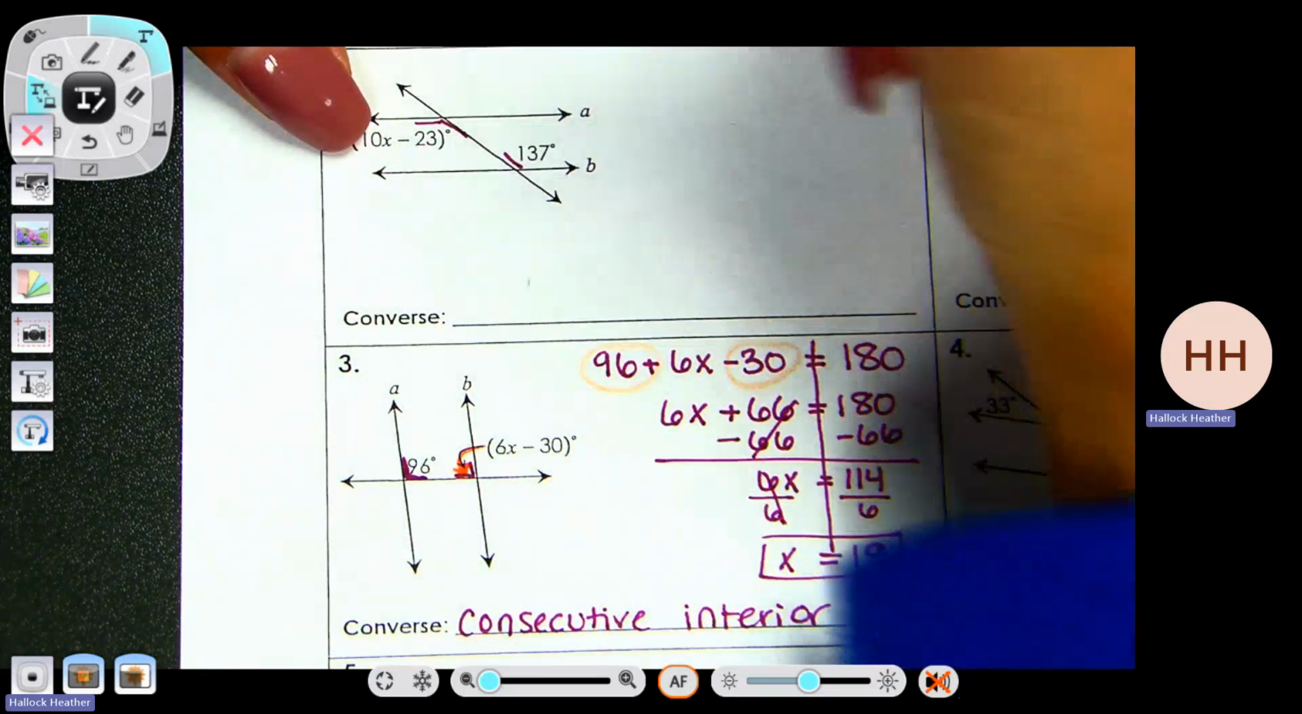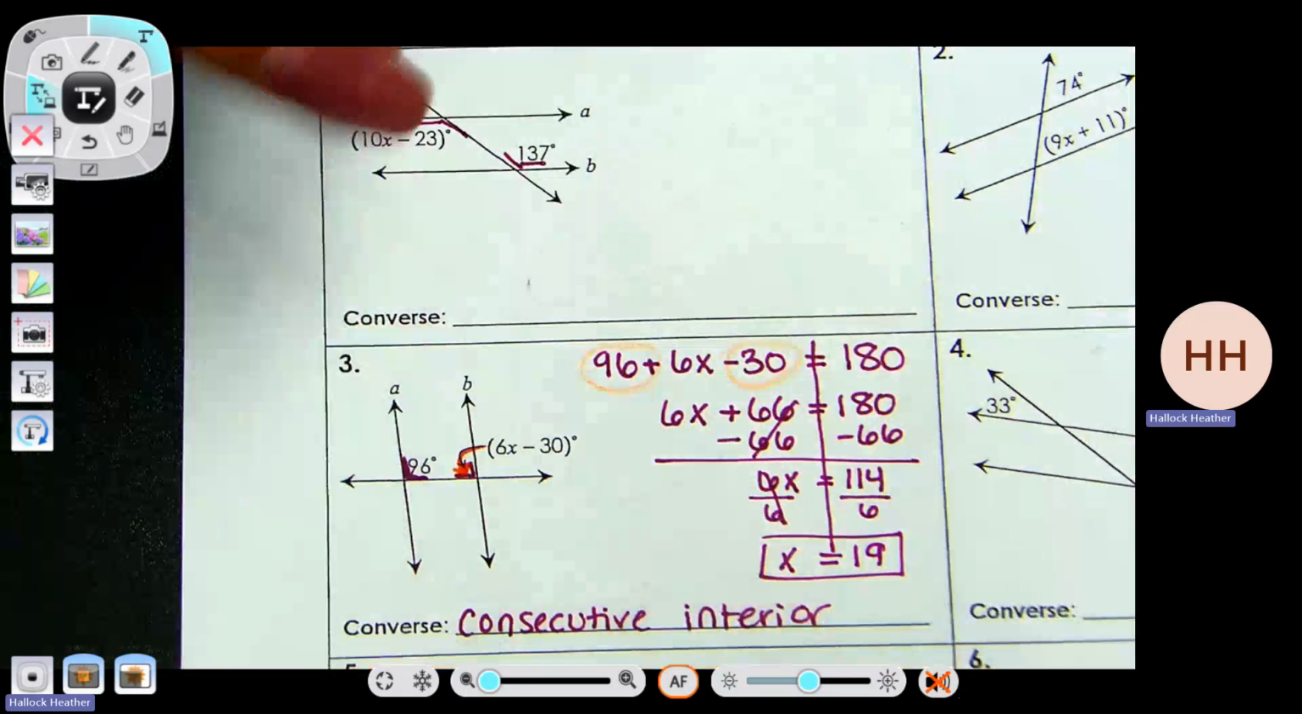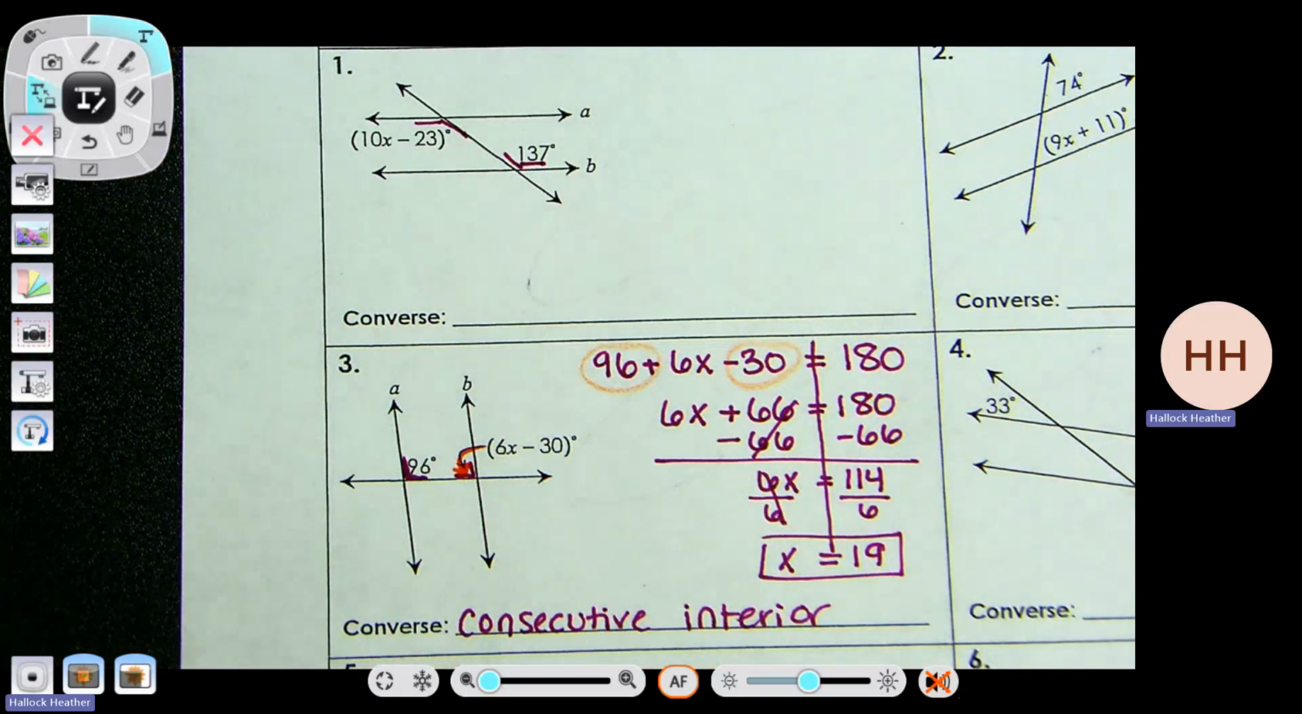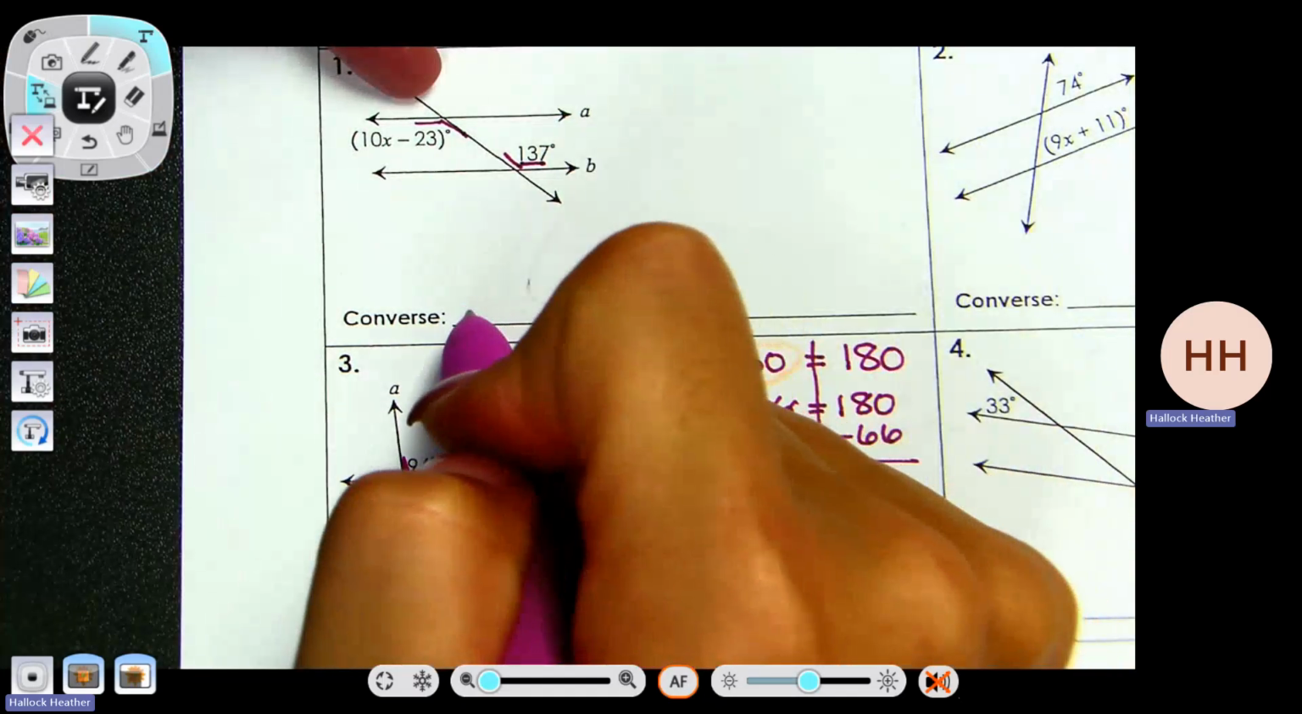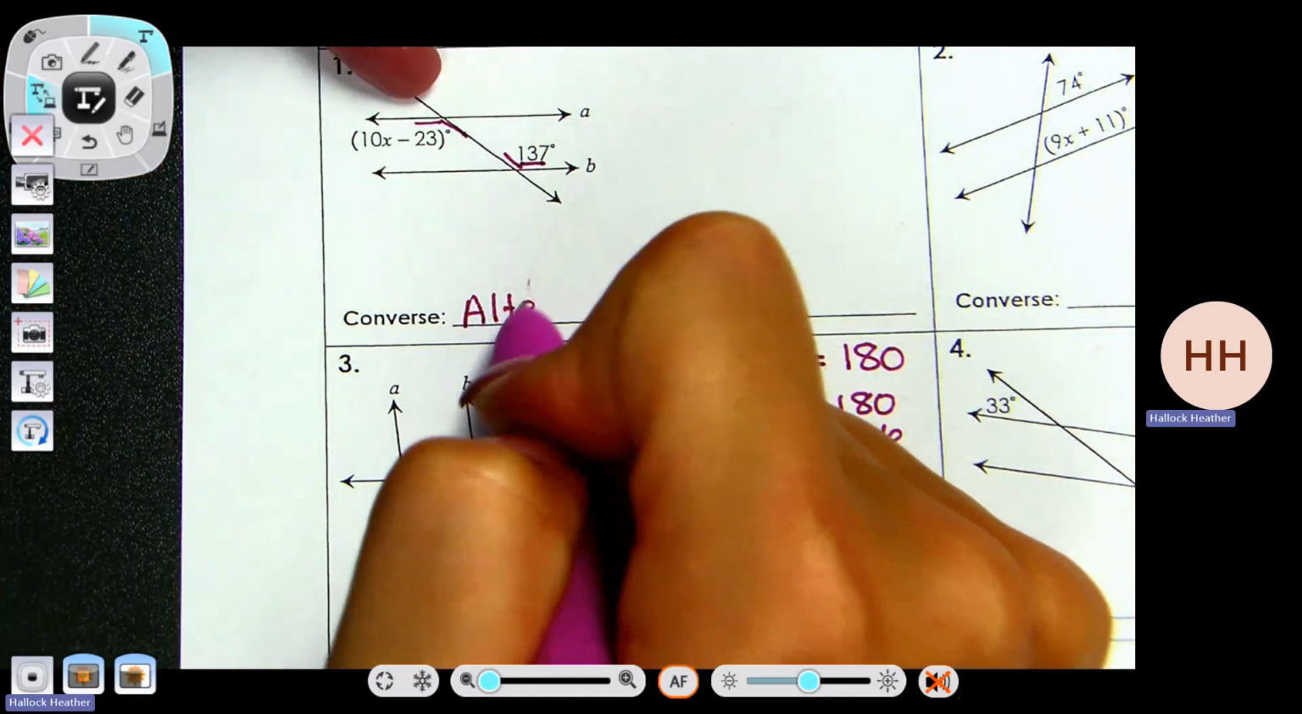Yes, they are both obtuse. If you look at the opening, an angle starts at nothing and it opens. They open to make the same amount. That means they're congruent. Alternate interior angles are congruent. So they're equal to each other. Yes.